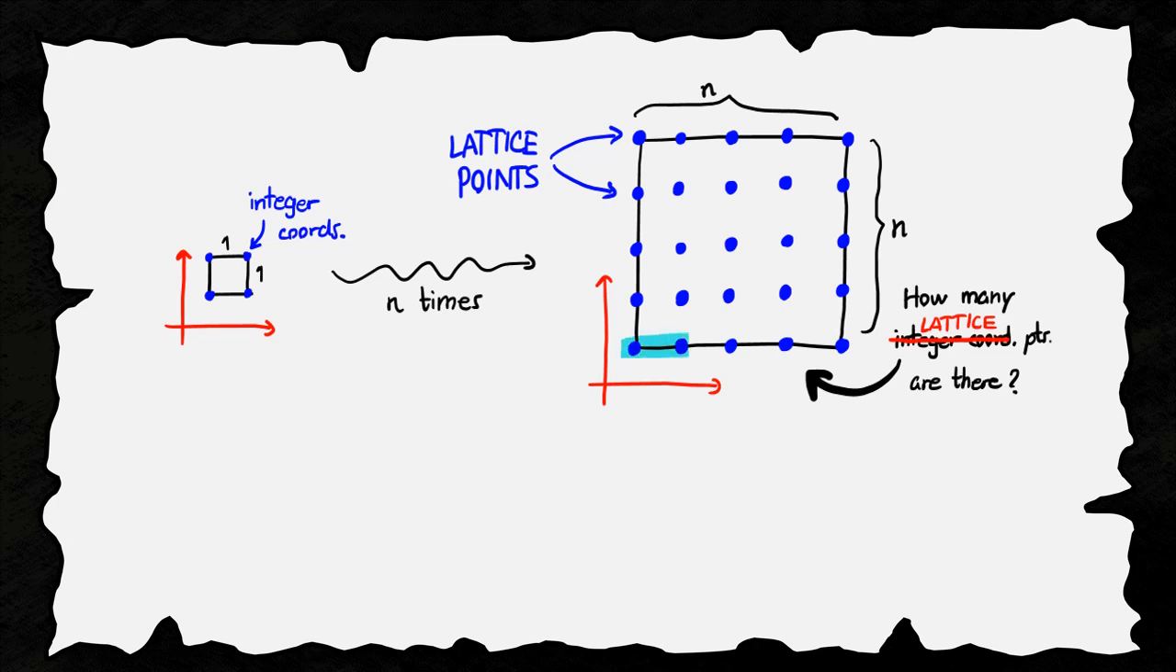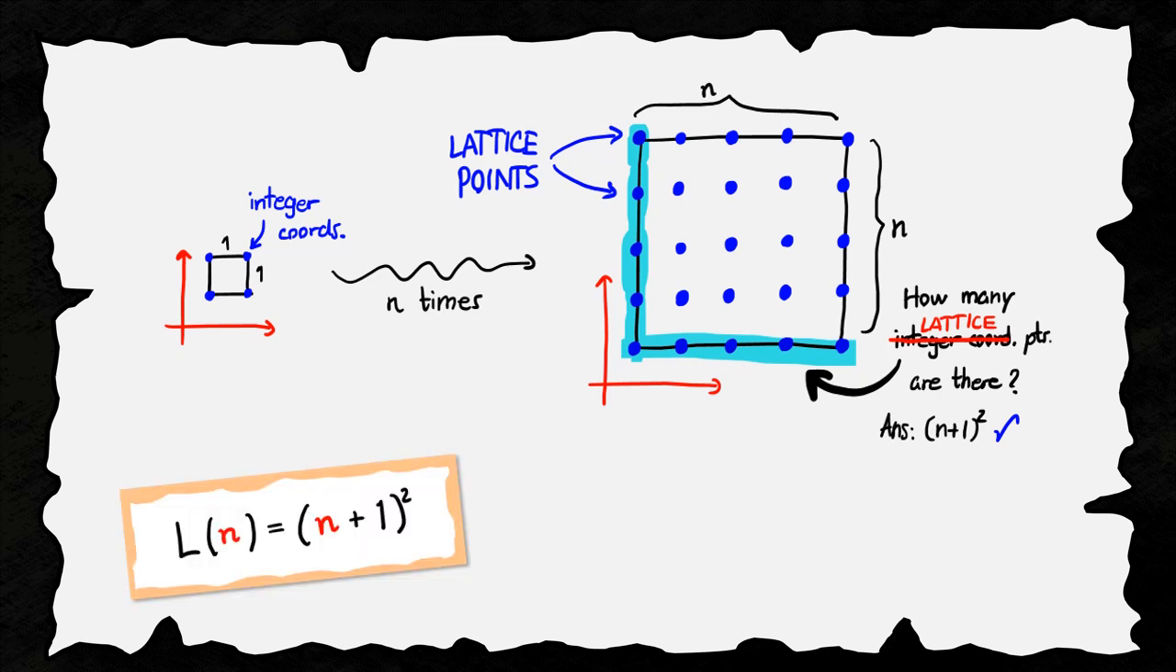Well, there are n plus 1 lattice points along each side, so the total number of lattice points should be n plus 1 squared, right? Let's denote this by R of n, the number of lattice points in the n by n square. Now, what if you replace n with negative n in this formula? Well, you'll get this.